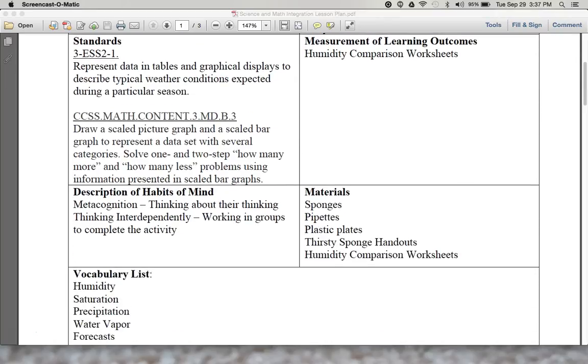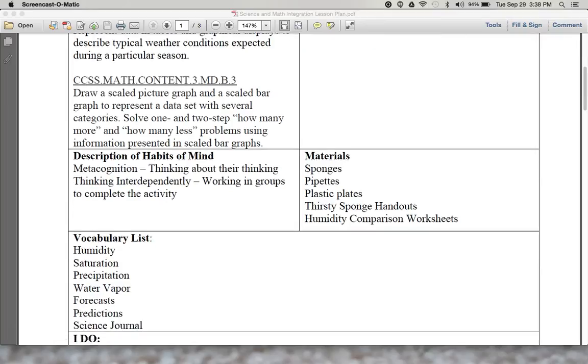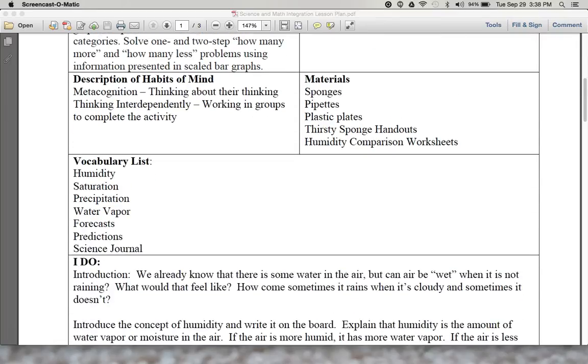My descriptions of habits of mind: metacognition, the students will think about what they are thinking, and they will also be thinking interdependently, which they'll be working in groups to complete this activity. The materials I need are sponges, pipettes, plastic plates, the Thirsty Sponge handouts, and humidity comparison worksheets. My vocabulary list would be humidity, saturation, precipitation, water vapor, forecasts, predictions, and their science journals.